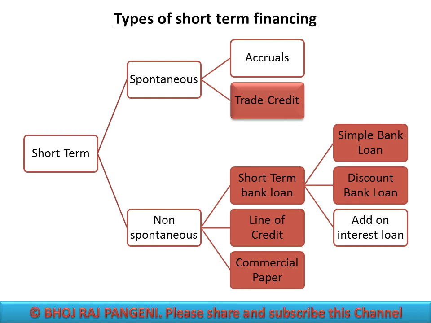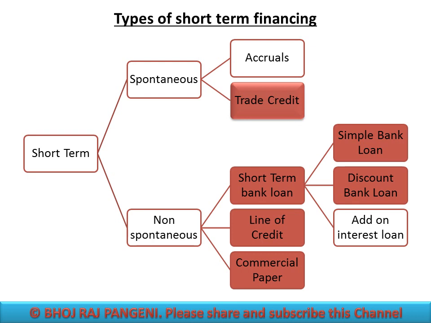Simple bank loan means the payment of interest is made at the end of each year, and the discount bank loan means the interest is paid at the beginning of the year. So discount means the beginning of the year and simple means the end of the year. And the line of credit is similar to the bank overdraft, or it is also known as revolving credit, line of credit, revolving credit.